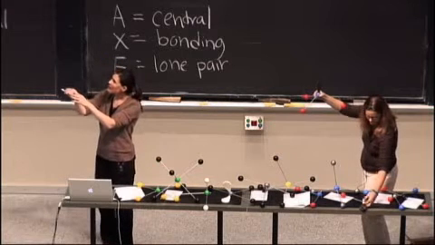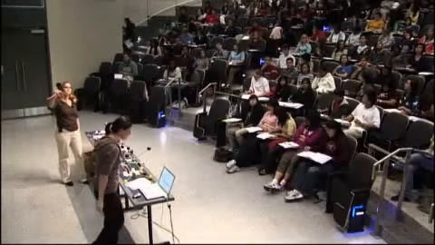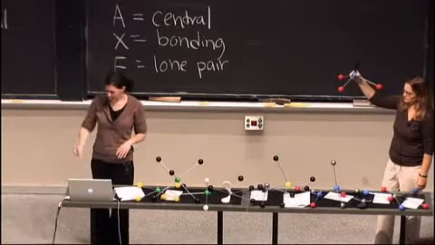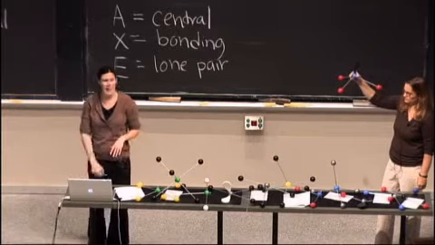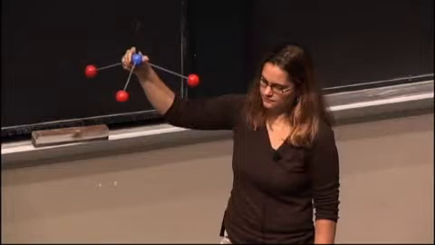So would you expect the bond angle to be larger or smaller for PH3? Yeah, it's going to be smaller. So what we see is that angles between bonded atoms actually decrease as you go down a column on the periodic table. So the actual angles for PH3 are now going to be really quite a bit smaller. They're 93.3 degrees.